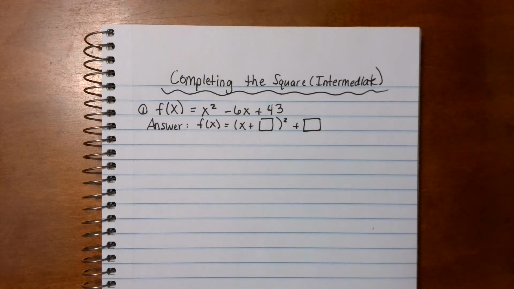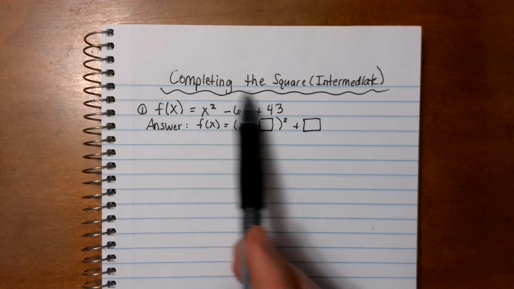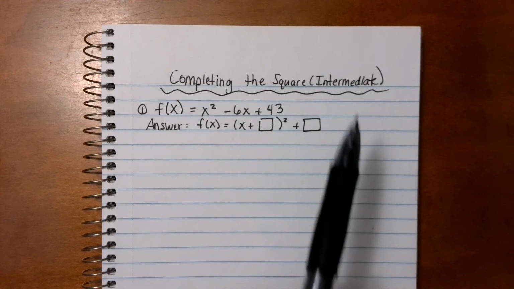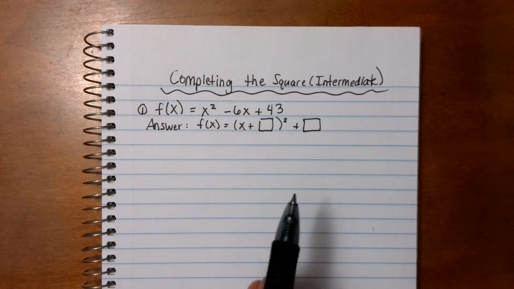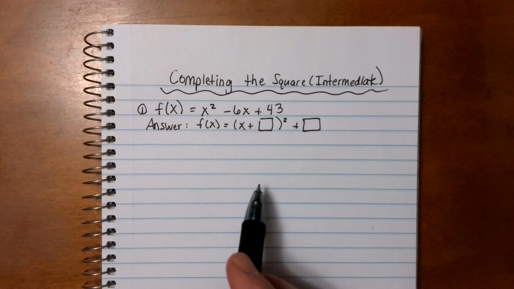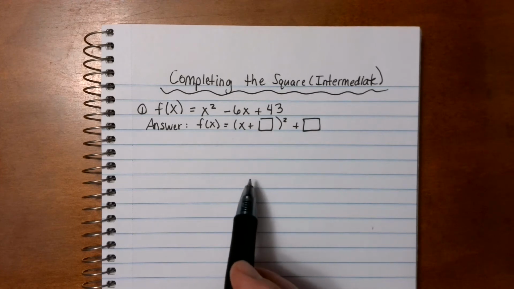Hi everyone, I'd like to use this video to explain one of the Khan Academy assignments that was called Completing the Square Intermediate. So in this assignment there are two different kinds of answers that they are asking for.